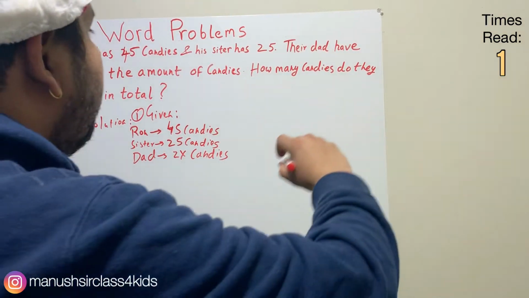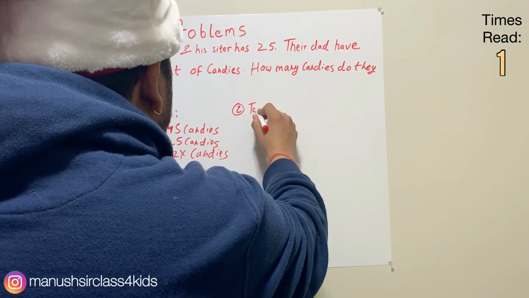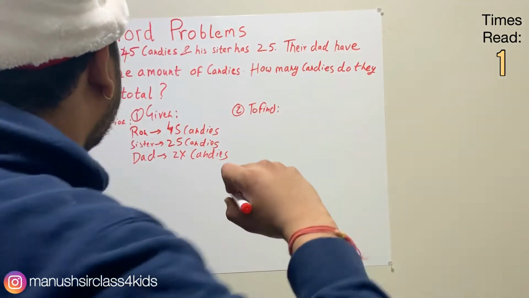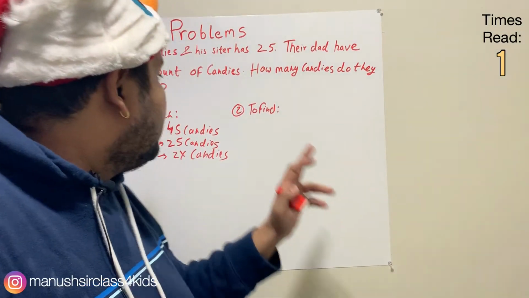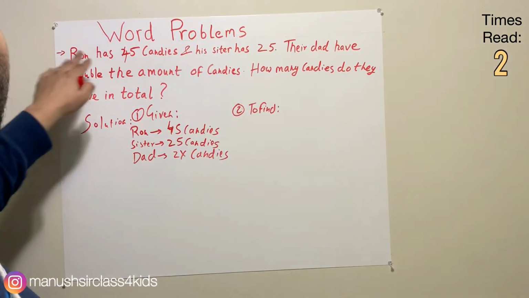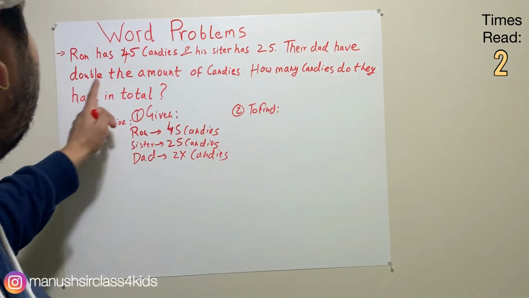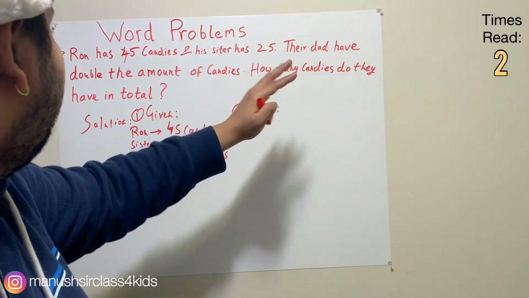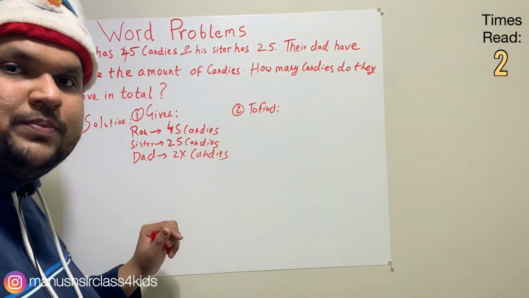Now second step, what we have to find. So I'll write like this, to find. What do I have to find? I have to find the total amount of candy. So I'll write to find total amount of candies. Ron has 45, sister has 25. The dad has double the amount of candies. How many candies do they have in total? So I have to find candies in total.